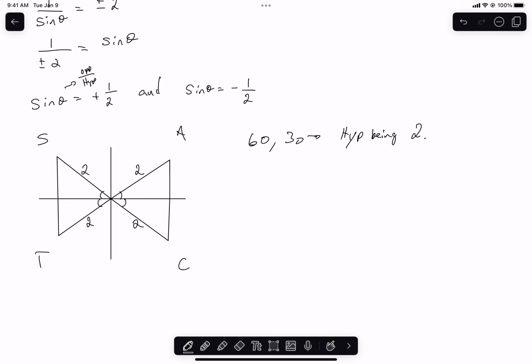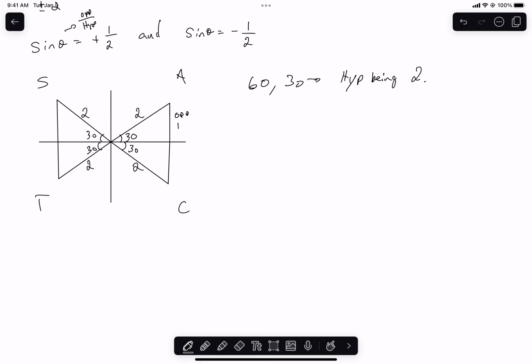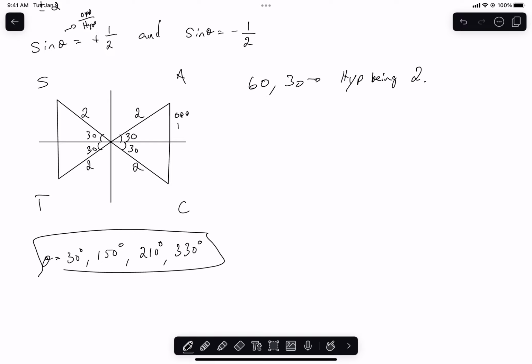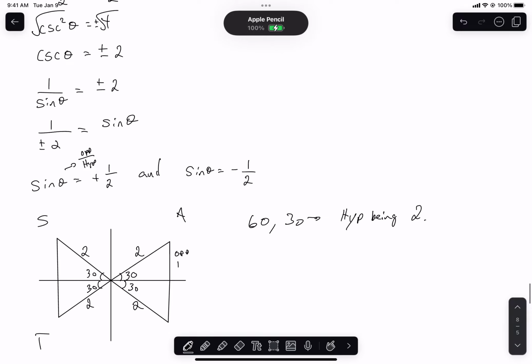And so I also need that this opposite side length is 1. And I know all the way around here that the 30-degree angle goes opposite the side length of 1. And so all the way around, we're going to get 30, which subsequently makes all of these angles. Theta is going to be equal to 30 degrees. It's going to be equal to 150 degrees, 210, and 330. And that's it.